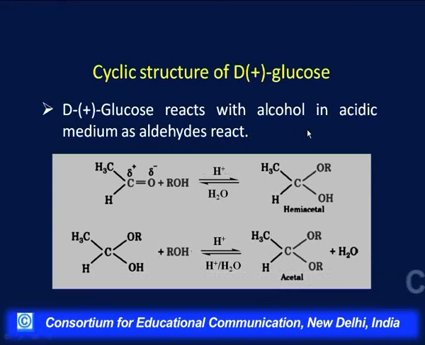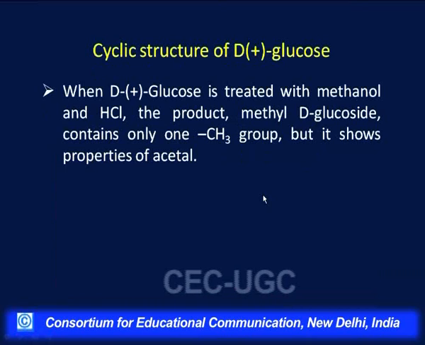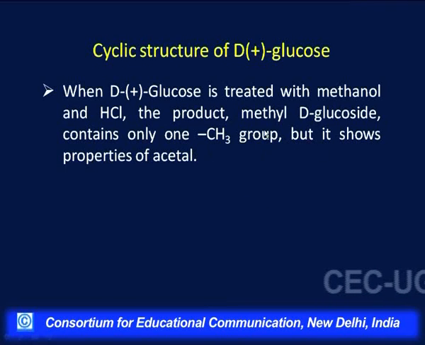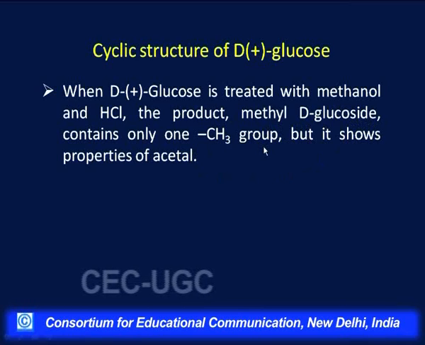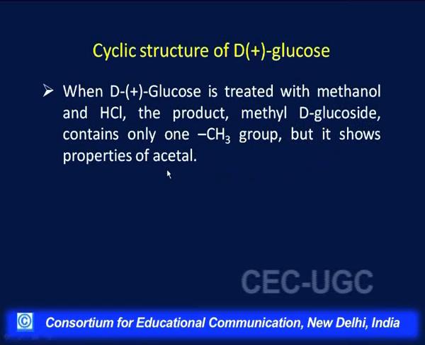But when glucose was reacted with methanol in acidic medium, we obtained a product which was given the name methyl D-glucoside, but it was found that it contains only one methyl group, but it shows the properties of acetal. So, if it is reacted with one molecule of methanol, it should show the properties like hemiacetal, but it actually showed the properties of acetals. Means when these derivatives which are named as methyl glucosides are treated with water, they do not get hydrolyzed. They get hydrolyzed only when they are treated with water and some acid.